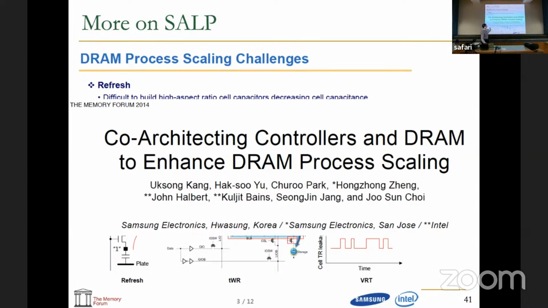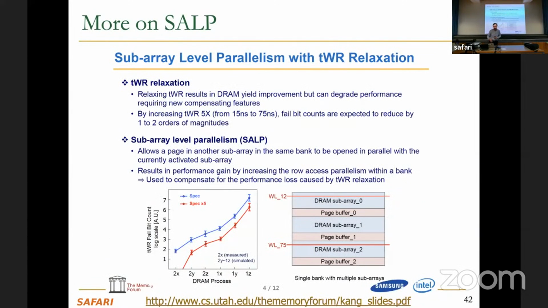Basically, this paper that I mentioned earlier was written 2 years after our SALP paper was published. And remember that I mentioned this paper multiple times. This paper argues that you need to design DRAM together with controllers to overcome process scaling challenges. And part of this paper, these are slides, but in the paper also you can see, evaluates subarray level parallelism completely independently from us. And they basically say that this is a very good way of tolerating increasing latencies.